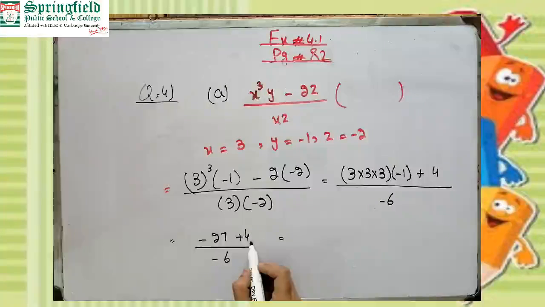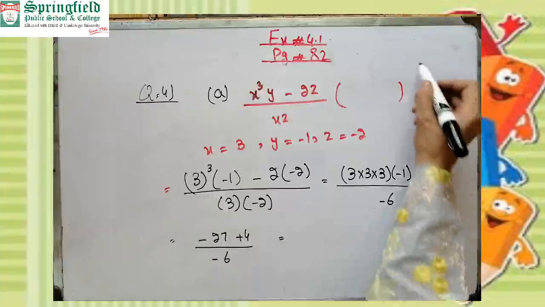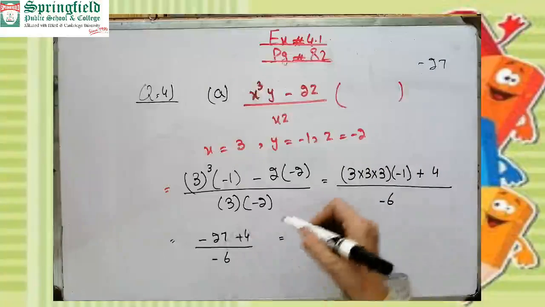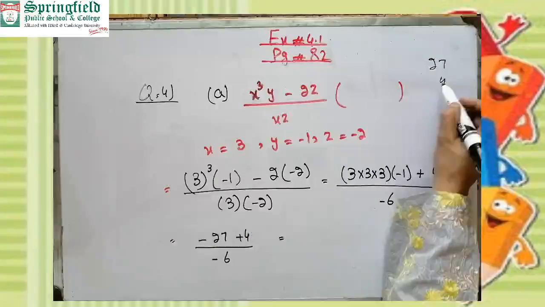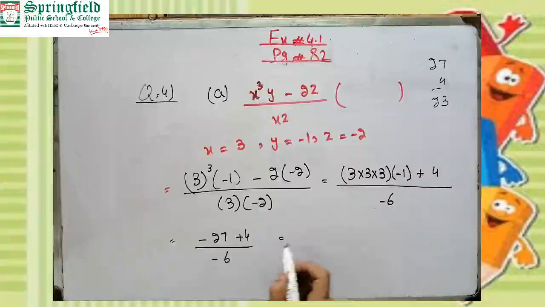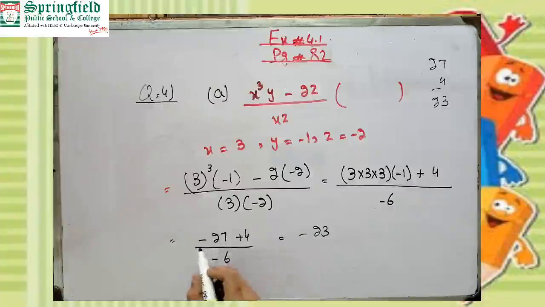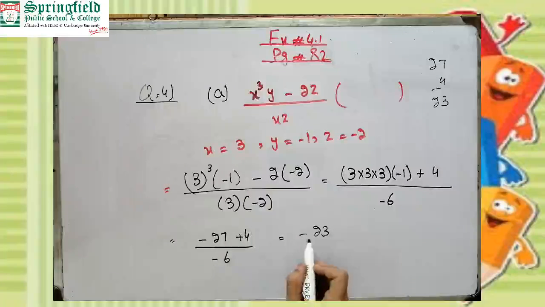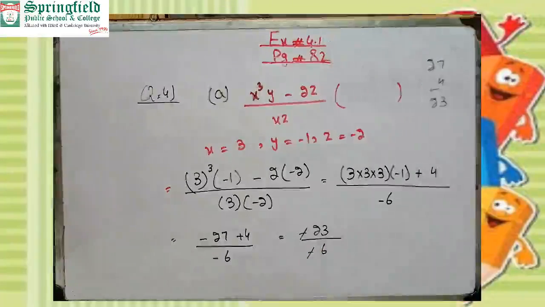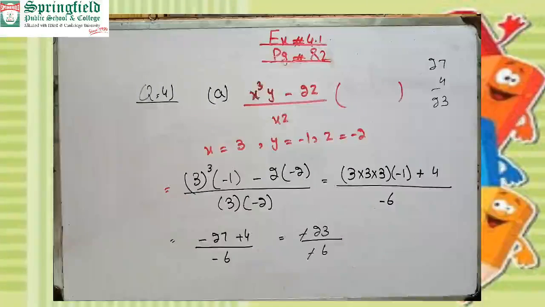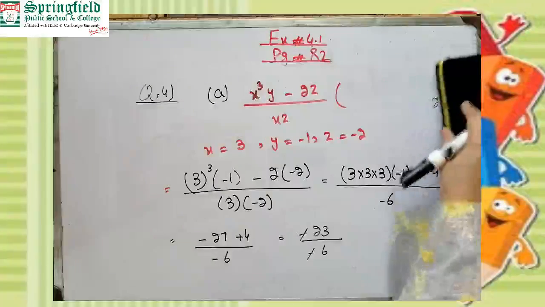Minus 27 plus 4. What will be the answer? Minus 27 and minus plus minus. So 27 minus 4, 23. So minus 23, because the greater value is 27 and 27 has a negative sign, so write the negative sign at the front of this number. Minus 6, the minus sign can be cancelled with the minus sign. So now 23 divided by 6.